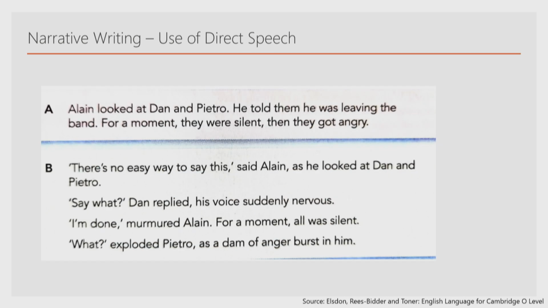Look at part A and part B in the slide above now. They both convey the same meaning, but are they equally effective? We can see that using direct speech can be a very effective way of making your stories effective. And look at the choice of vocabulary of the author as well. "I'm done," murmured Alan. Why did the author say murmured and not said? What effect does the word murmured have here that the word said wouldn't have had?